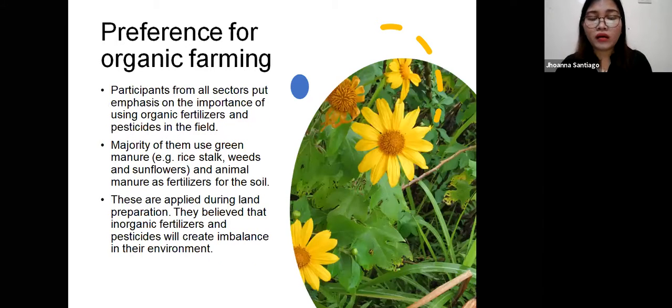Also, in the Chaya rice terraces, they don't practice inorganic farming. They use organic farming, where they use green manure and animal manure as fertilizers for the soil. In this photo, you can see the wild sunflower, and they use it as a fertilizer component in the soil during land preparation. They use organic farming because they believe that inorganic fertilizers and pesticides will create imbalance in their environment.